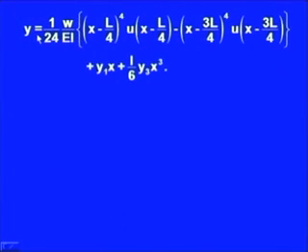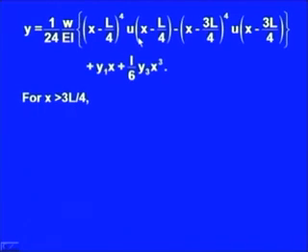When we take the inverse Laplace transform of this equation, we get y equal to 1 by 24 w over E I, x minus L by 4 raised to the power 4 into u x minus L by 4, minus x minus 3 L by 4 raised to the power 4 into u x minus 3 L by 4, plus y 1 x plus 1 by 6 y 3 x cube, where we have made use of the second shifting theorem.